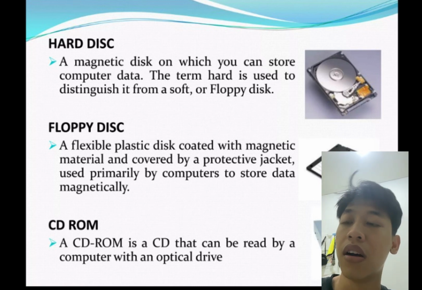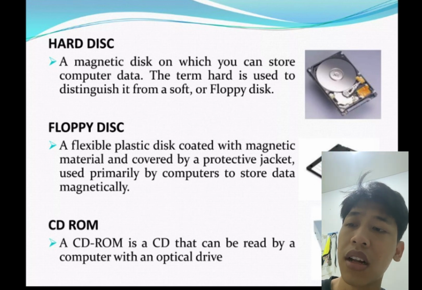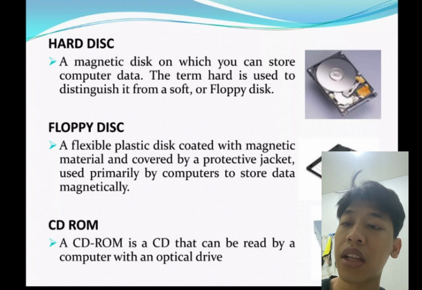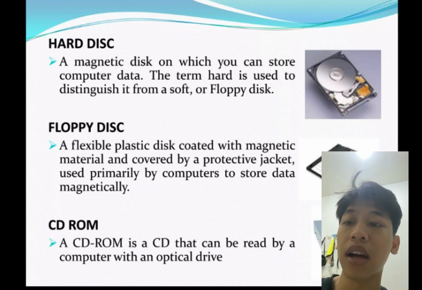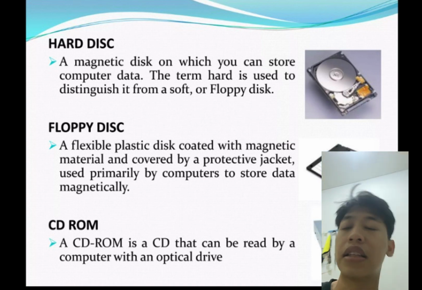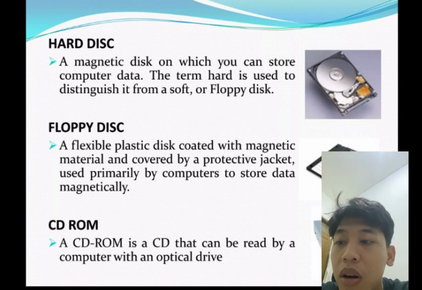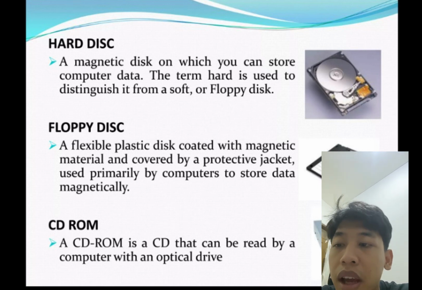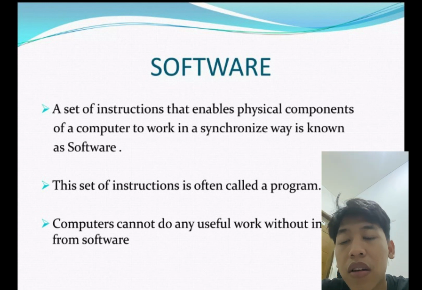Floppy disk is a flexible plastic disk coated with a magnetic material and covered by a protective jacket, used primarily by computers to store data magnetically. And then is CD-ROM. CD-ROM is a CD that can be read by a computer with an optical drive. And then second is software.